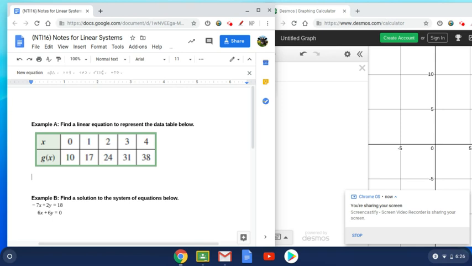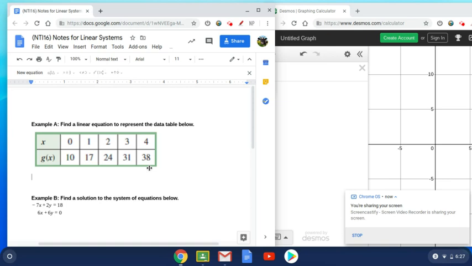just saying lines. Okay? So example A says find a linear equation to represent the data table below. So how do I know that this table represents a line? Well, first of all, the top row says x, so let's look at what the x's are doing. They're going up by 1 every single time. Well, the bottom row, even though it says g of x, that is another way of saying y. What are my y values doing? Well, they're going up by 7 every time.